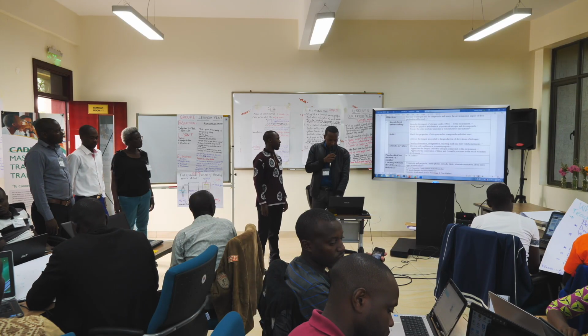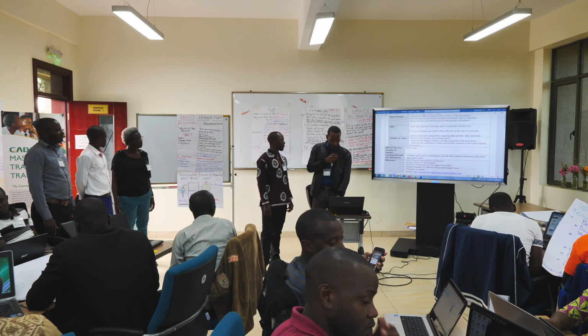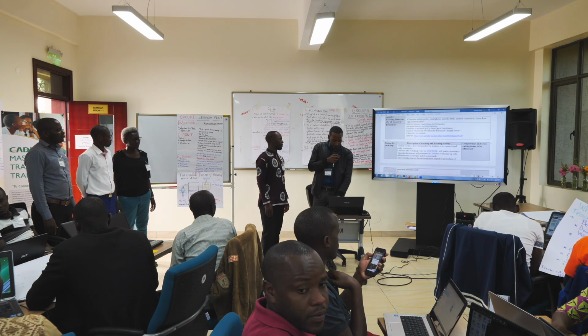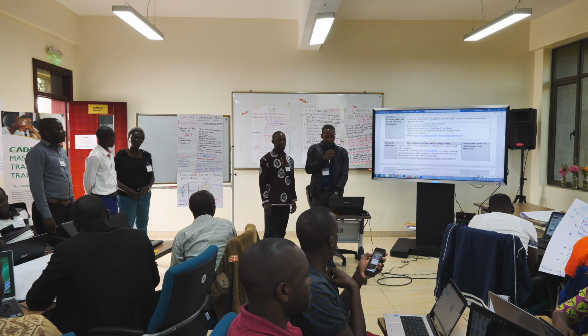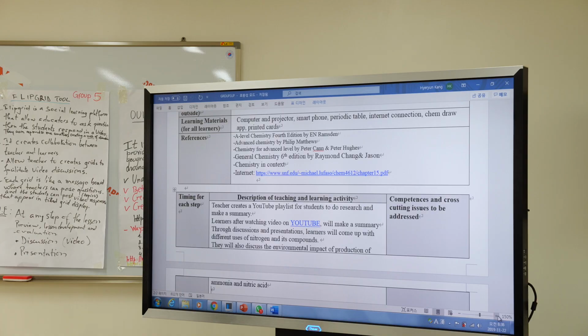Now, this is the description of the lesson. Teachers create a YouTube playlist for students to search and make a summary. Learners, after watching a video on YouTube, will make a summary through discussions and presentations. Learners will come up with different uses of nitrogen and compounds. They will also discuss the environmental impact of production of nitric acid and ammonia.